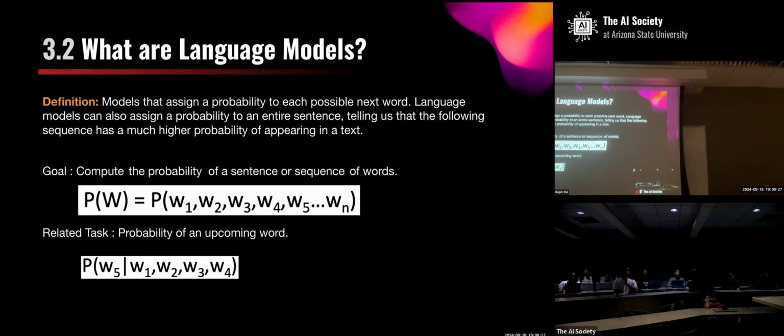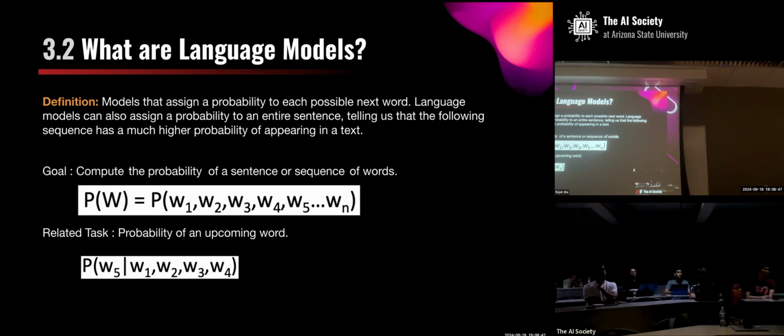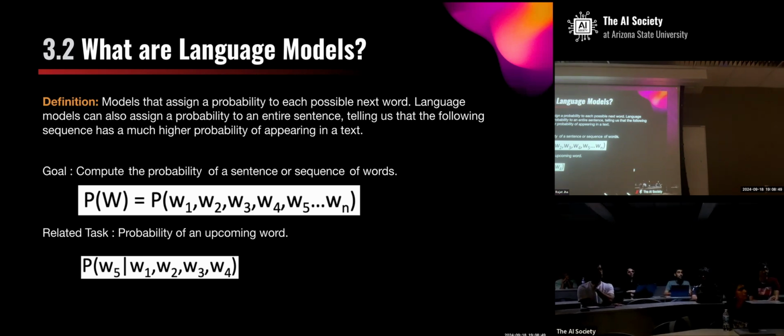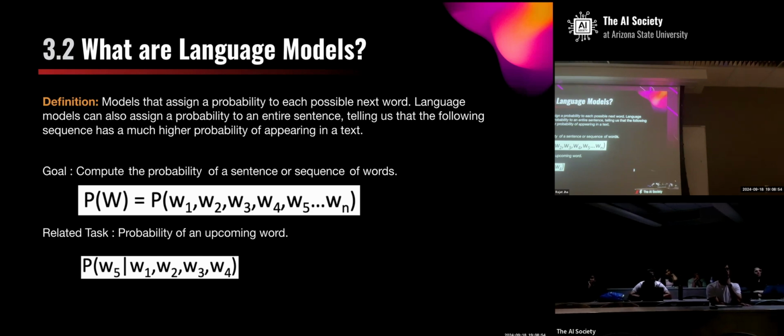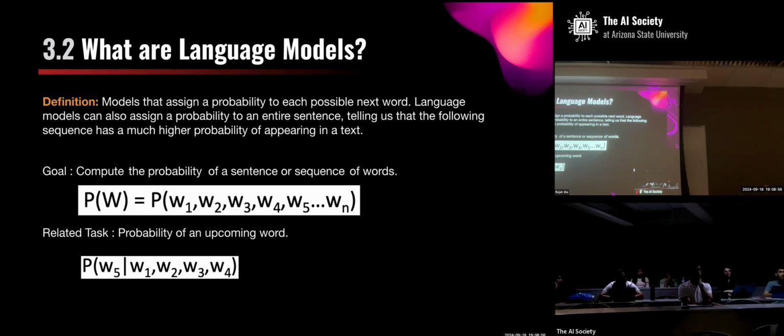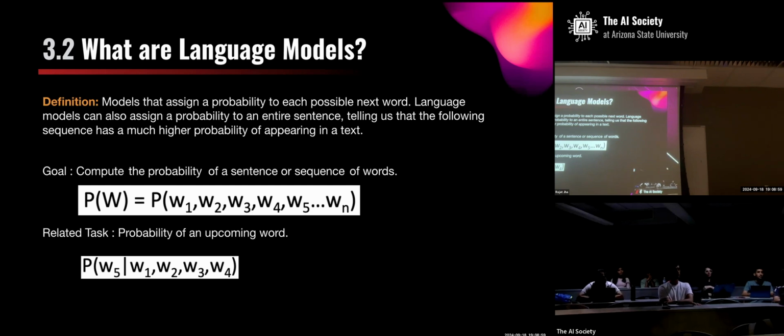But we can rephrase the same thing in another way: given four words, what is the probability of the fifth word? Let's say in the sentence NLP is fun, we have two words, NLP is, and then we want to predict the next word that will come based on these two words. So any model that either computes the probability of a sequence of words, or calculates the probability of an upcoming word, is called a language model.